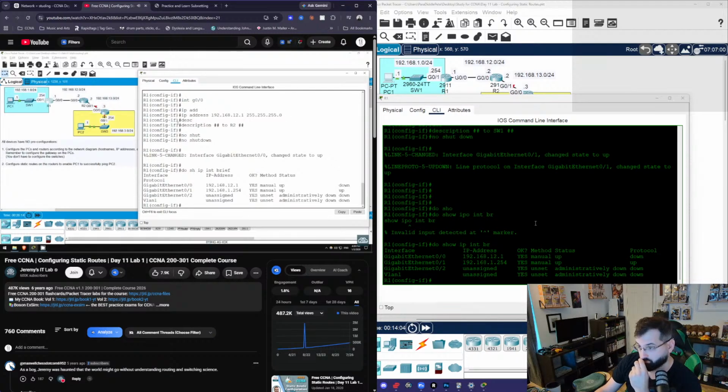Okay, you can see the IP addresses we configured. G0/1 is up, up, but G0/0 is up, down. That's not a problem. It's just because R2's G0/0 interface is still shut down. Okay. Now let's go on R2.